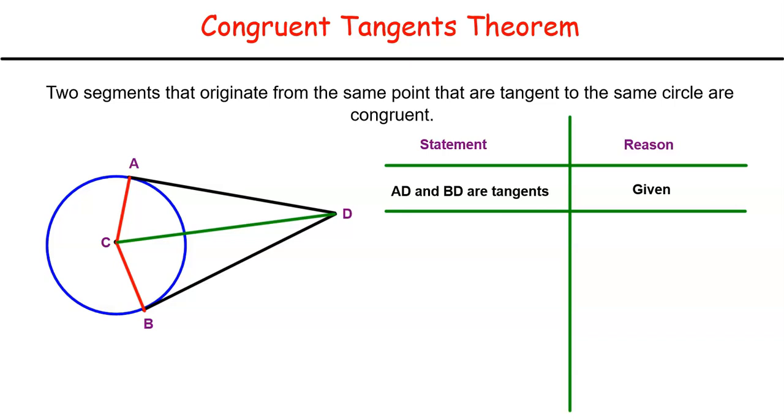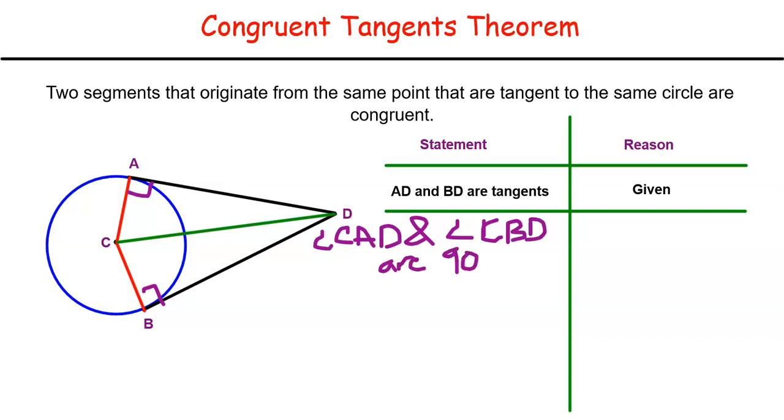So we are given that AD and BD are tangents, and we want to prove that AD and BD, the segments, are congruent. Well, because they are tangents, and because AC and BC are radii, we know that they are perpendicular by the perpendicular tangents theorem that we just saw. So what that would say is that angle CAD and angle CBD are right, or are 90 degrees, because of the perpendicular tangents theorem.